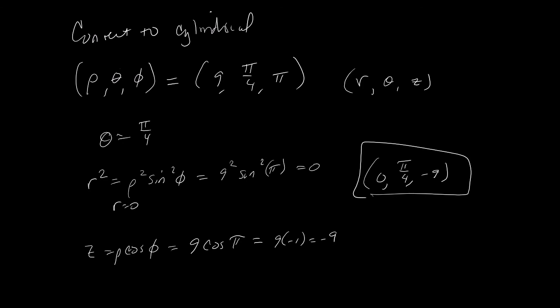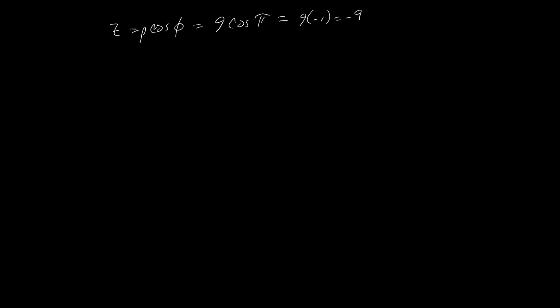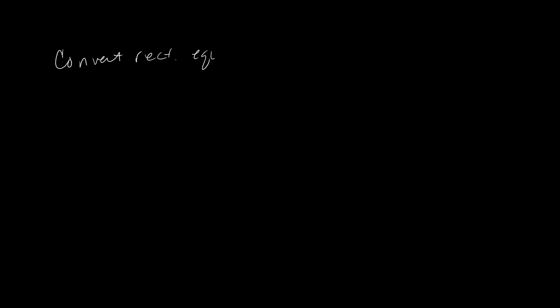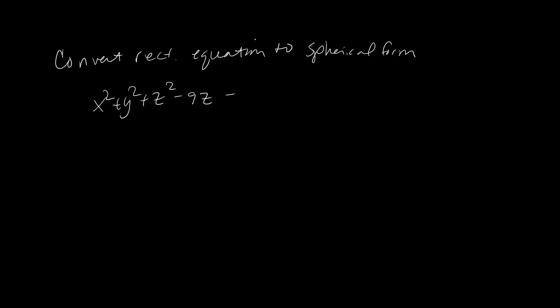Okay, and to keep things consistent, let's go ahead and convert an equation from rectangular form to spherical form. So convert the rectangular equation to a spherical form. So we have x squared plus y squared plus z squared minus 9z is equal to 0. Well, x squared plus y squared plus z squared is rho squared. And then z is going to be equal to rho cosine of phi. So this becomes rho squared minus 9 rho cosine of phi equal to 0.